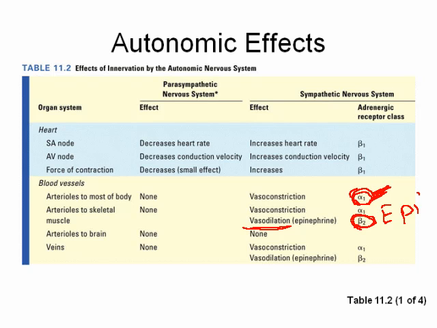Beta-2 receptors are largely restricted to those blood vessels that are going to skeletal muscle, whereas the alpha-1 receptors tend to be located in other vascular beds. So you're going to have vasoconstriction in other tissues and vasodilation in the blood vessels that are nourishing skeletal muscle, which makes sense. You want greater blood flow going to the skeletal muscle during exercise.